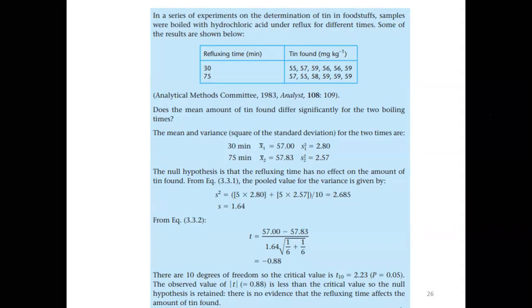Again, the calculated value should be less than the critical value. If the calculated value is less than the critical value, we keep the null hypothesis. We retain the null hypothesis. If the calculated value is higher than the critical value, we reject the null hypothesis. Is that clear?